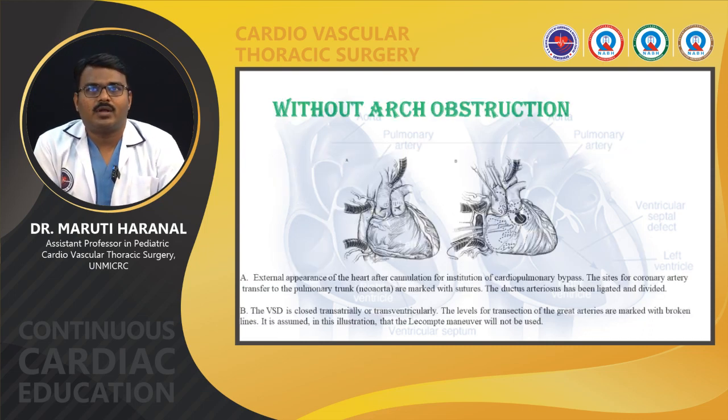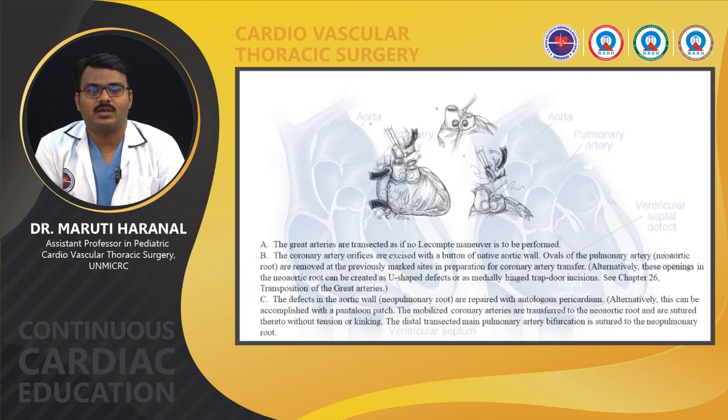Taussig-Bing anomaly without arch obstruction involves an arterial switch with VSD closure, in which the great arteries are transected and coronary buttons are harvested, and coronary buttons are reimplanted on the neo-aorta with reconstruction of the neo-aorta and the neopulmonary artery, and VSD is closed either transatrially or transventricularly. One thing to note in these cases is that in the majority of cases Lecompte maneuver is not needed in Taussig-Bing malformation.